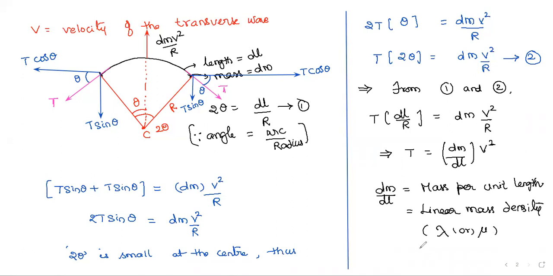Any letter you can take. Better we avoid lambda. Why? Because in this chapter, lambda already represents the wavelength. To avoid confusion, I go with mu. Do you have any objection? Till now, no physical quantity in this chapter is represented with mu. So shall we go with mu instead of lambda? So I'm going with mu. That implies T equals mu into v square.